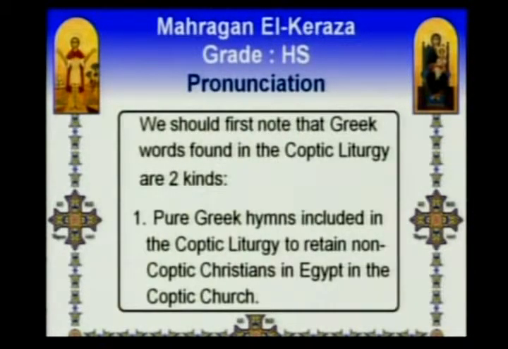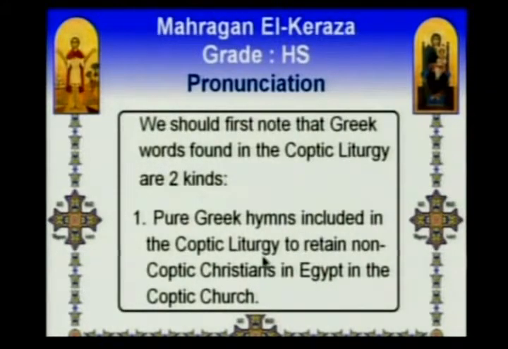We would like to go over the pronunciation, that we should note that the Greek words found in the Coptic liturgy, we have 2 kinds of Greek words. We have Greek words that are part of pure Greek hymns that are included in the Coptic liturgy, like Doxa Patri and Agios Otheos. These are pure Greek hymns, and they are taken as a whole, Greek, in the Greek language, in order to retain the non-Coptic Christians at the time when we translated the liturgy from Greek, because St.